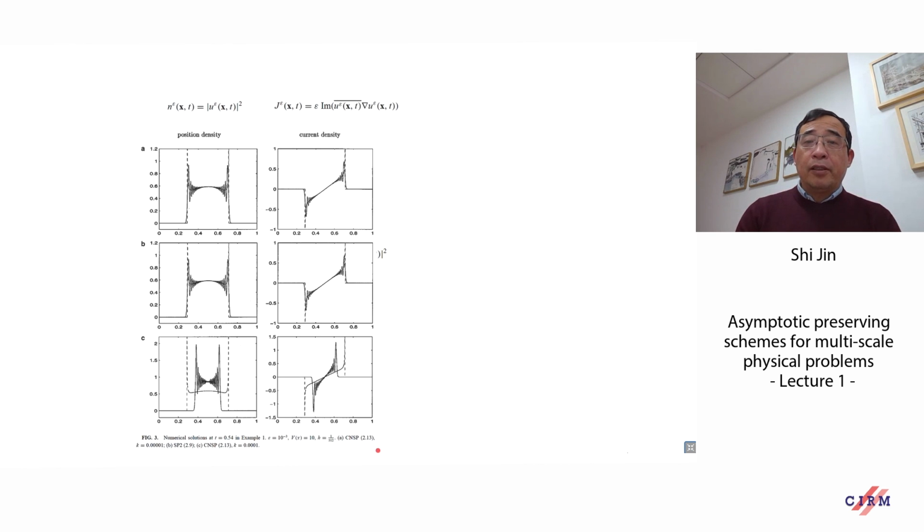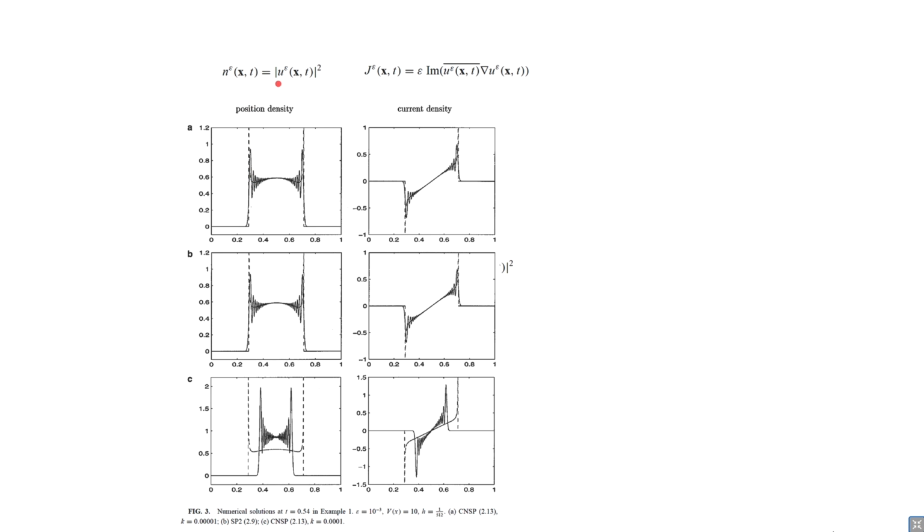It's a very simple method, which is very popular in the chemistry community. As you can see here, we solve this equation and you plot U, the wave function. U is a complex-valued function. If you take the modulus square, that's the position density.